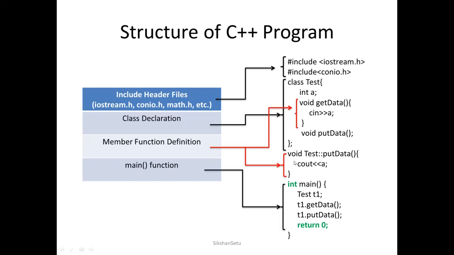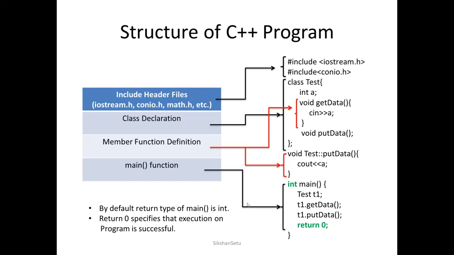And at last there is a main function. By default the return type of the main function is integer. By default the return type of the main function is integer. If we don't write anything, then by default it is considered that integer is the return type of main.